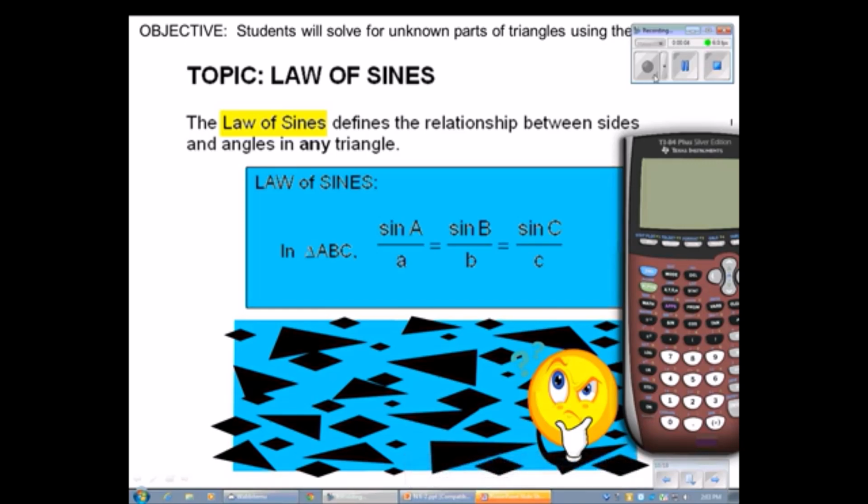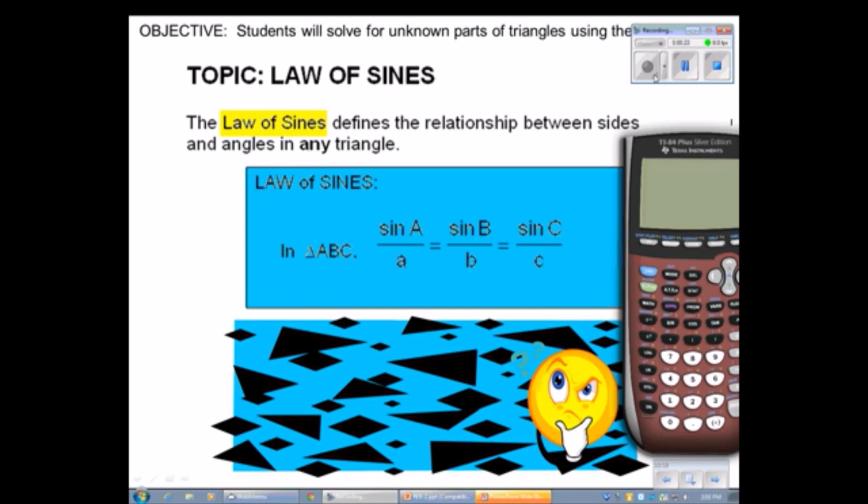This is topic 6.2, the law of sines. The law of sines defines the relationship between the sides and the angles for any triangle. The law of sines not only works on right triangles, but any other triangle, and that's what makes it so useful.